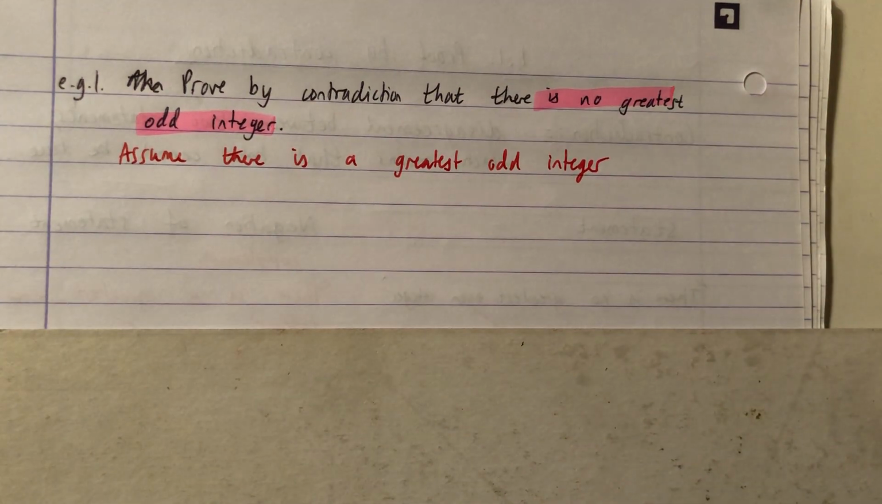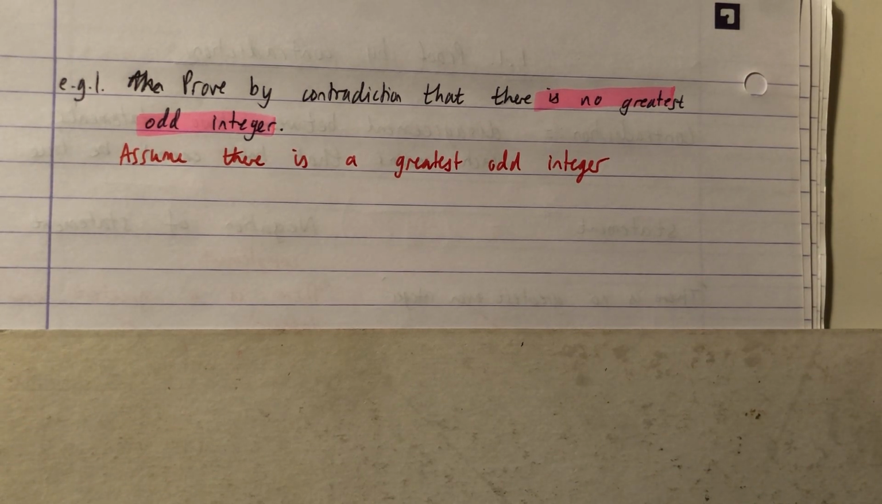Okay. And remember, I'm trying to show that this is false. I'm assuming it's true, but I'm going to use logical mathematical steps until I get something which is obviously false, which is called a contradiction. So I want to find an odd integer which is bigger than this.